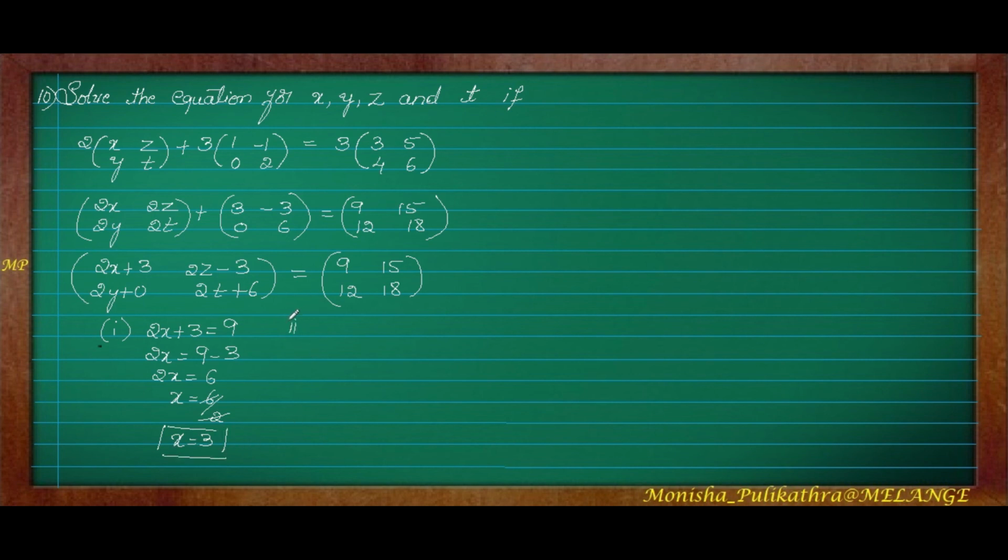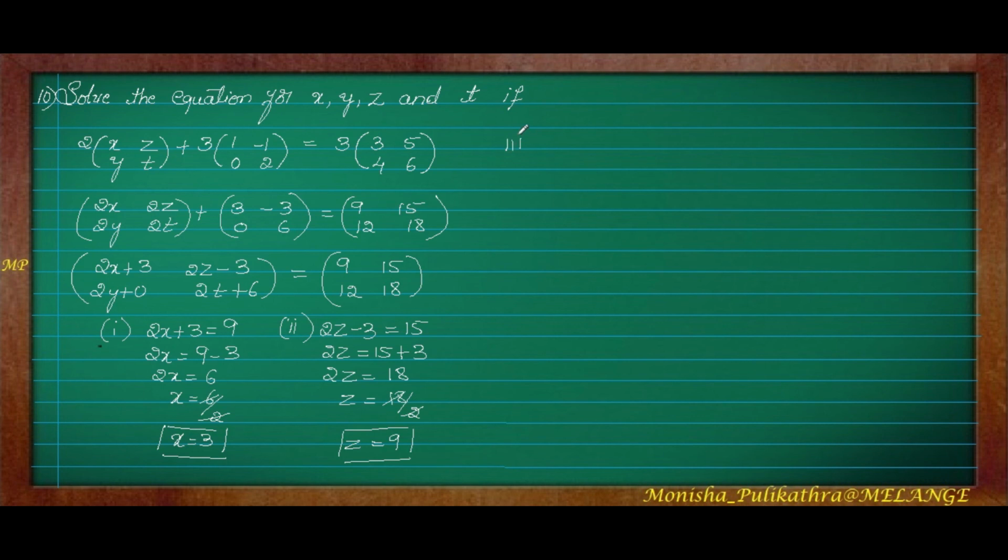The second one is 2z minus 3. So 2z minus 3 equals 15. So 2z is equal to 15 plus 3, which is 18. So z is equal to 18 divided by 2. So z is equal to 9, since 2 nines are 18. So we got the value for z.